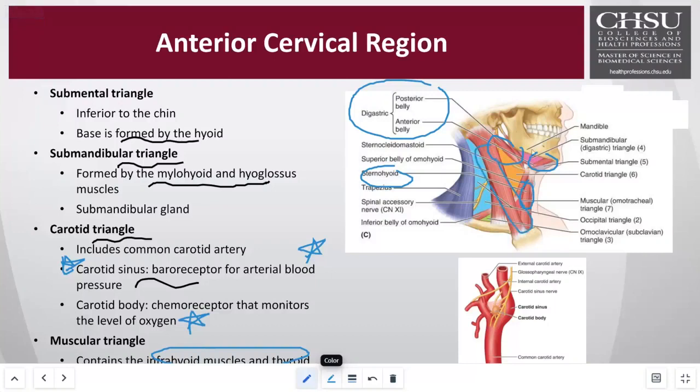On the bottom of that image, you'll see right here, there's the carotid sinus and carotid body. These are literally a bundle of cells in the blood vessel that have that receptive function. Right? So it's right in that sinus region.